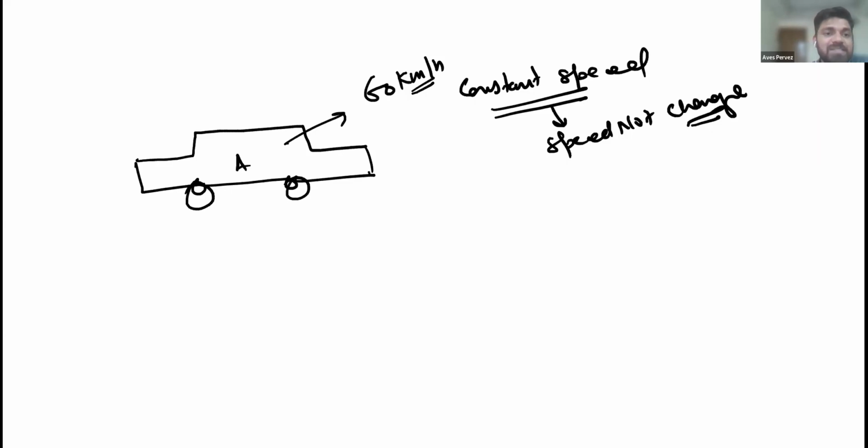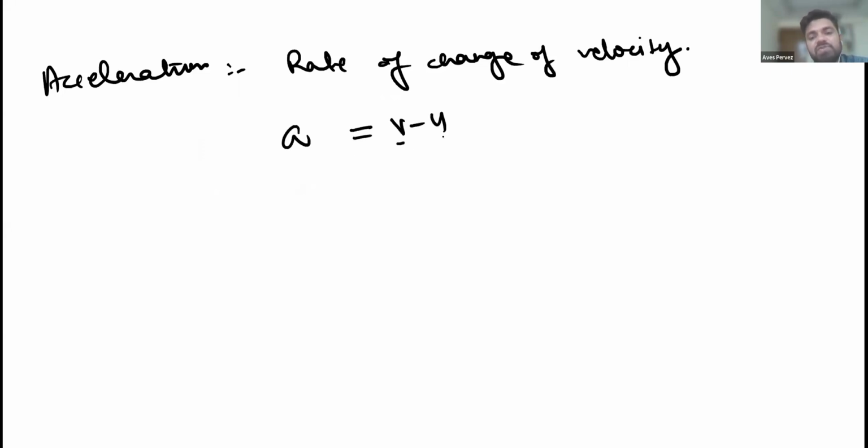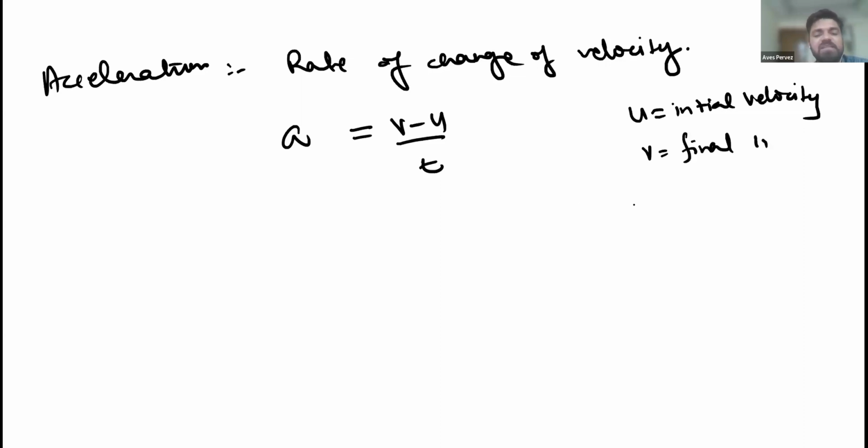What is acceleration? First, let me explain. Acceleration means rate of change of velocity. A is defined as v minus u upon t, where u is the initial velocity, v is the final velocity, and t is time. That is the expression. Okay, let's go further.